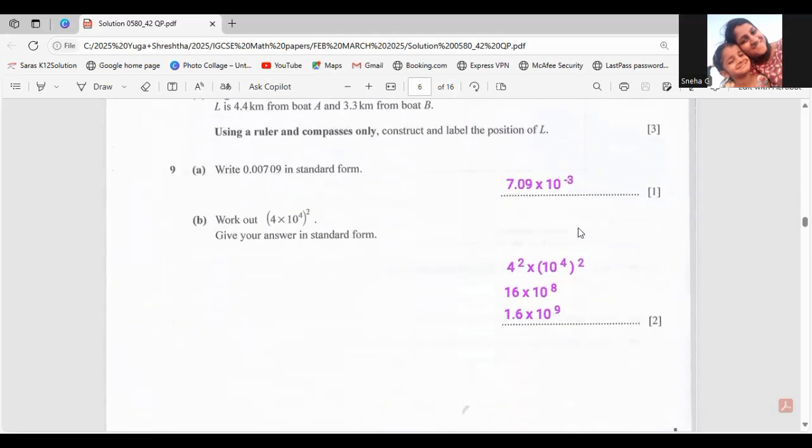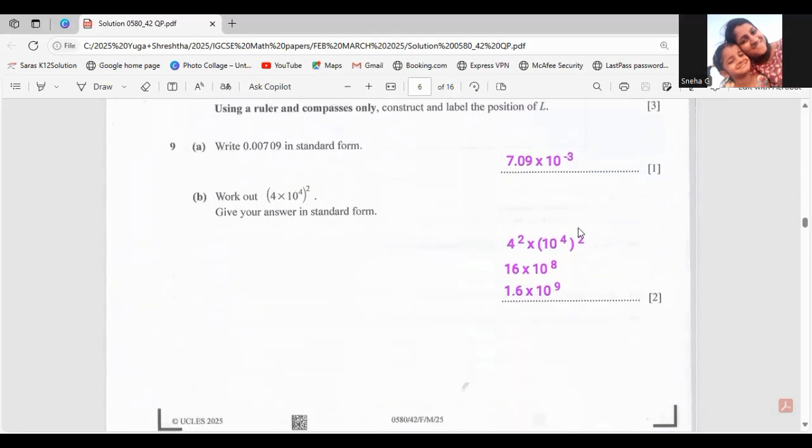Scrolling down further to question number 9, you have to write the given number in standard form. So the answer in standard form is 7.09 into 10 power minus 3. Why? Because when we shift this decimal place to be placed here between 7 and 0.9, we moved 3 decimal places. That's why the answer is 10 to the power minus 3. You have been given an indices question to work out and give your answer in standard form.